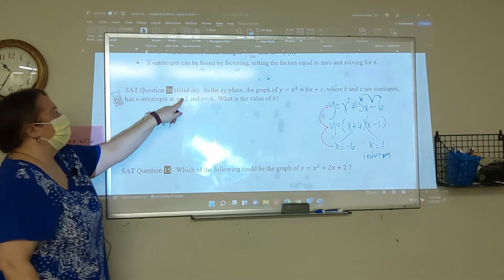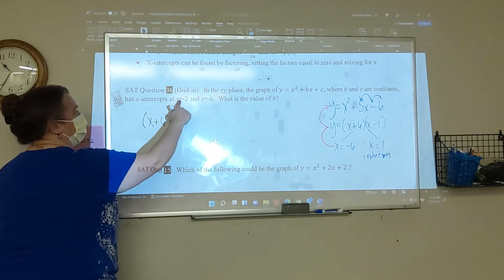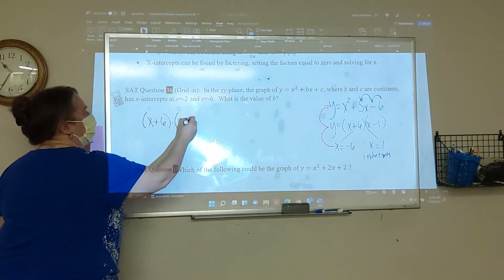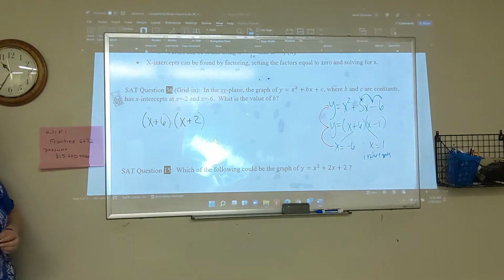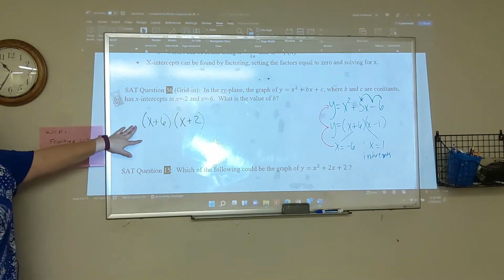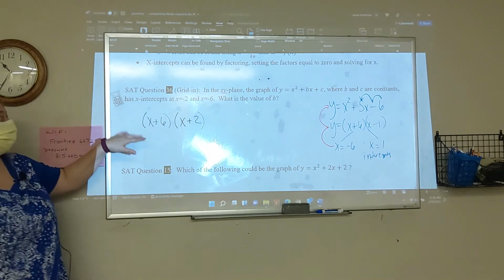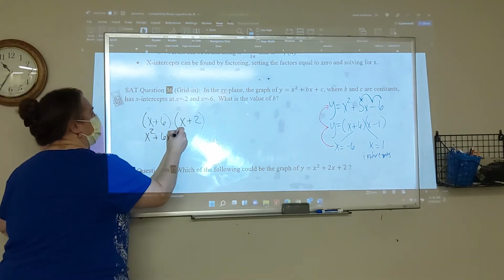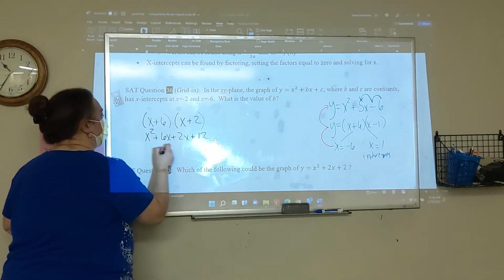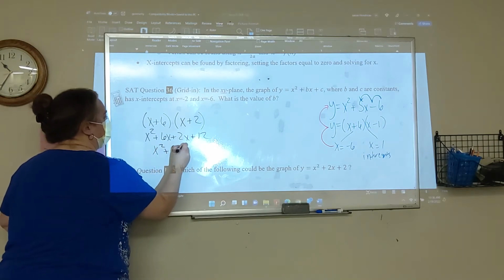Okay? We're going to do the same thing on our -2. From an x-intercept of -2, I should get a factor of x plus 2. Again, we're taking that first step and working backwards. And then to get my parabola, I'm just going to multiply this out. I'm just going to FOIL. So that gives me x squared plus 6x plus 2x plus 12. So x squared plus 8x plus 12.